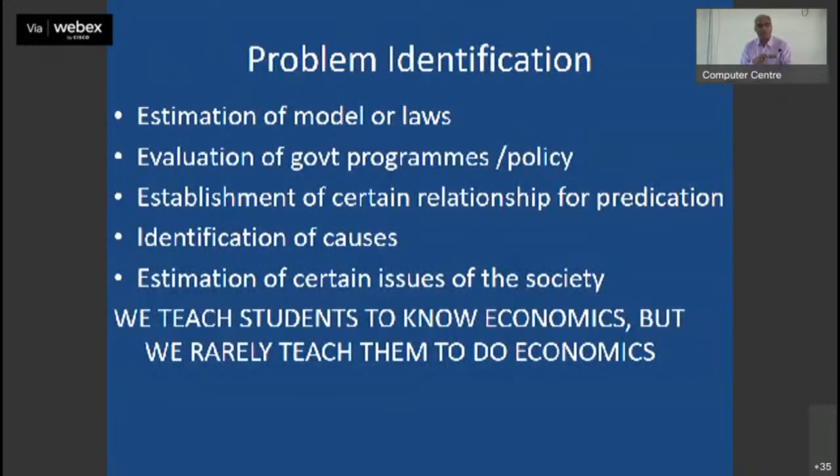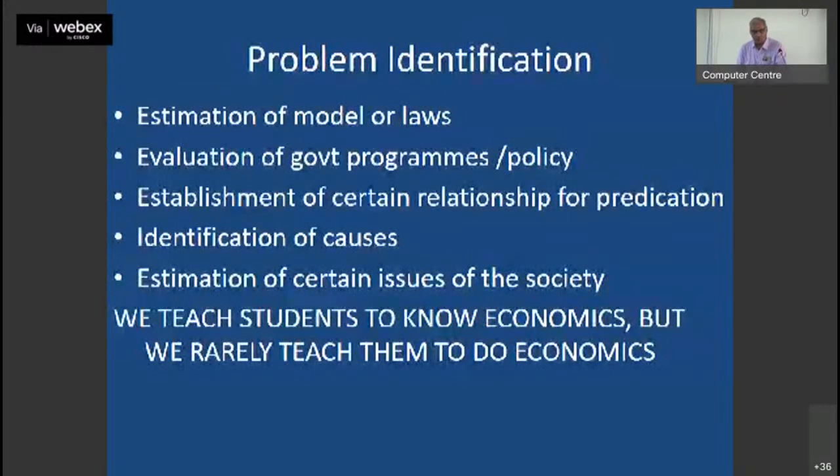So evaluation of that program, why it failed, analyzing the reason, then only it will be treated as research. Establishment of certain relationships for prediction: if you want to predict the impact of climate change in 2040, then it will be treated as research. Identification of causes: there are many social problems, and if you try to identify the causes, that will become research.